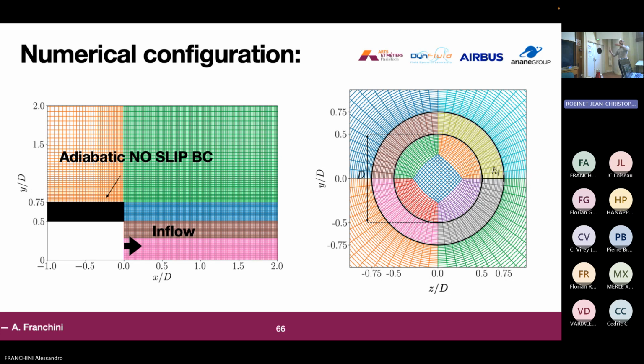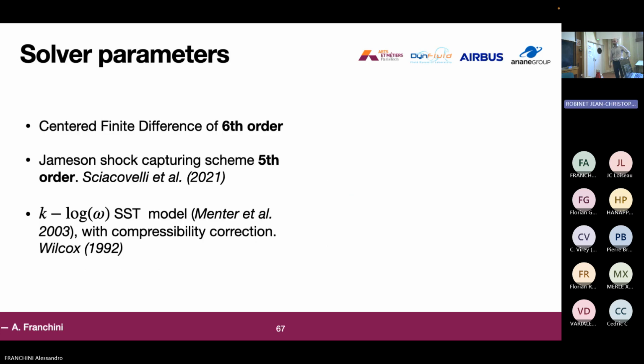To treat the singularity in the mesh that appears when you rotate a three-dimensional mesh, we use an O-H topology that is shown here. So D is the diameter and HL is the nozzle lip thickness. The solver parameters that we used are a central finite difference scheme of 6th order. We used a Jameson shock capturing scheme of 5th order, as in Sciacovelli and others, 2001. And we use a k-log-omega SST model with compressibility correction.